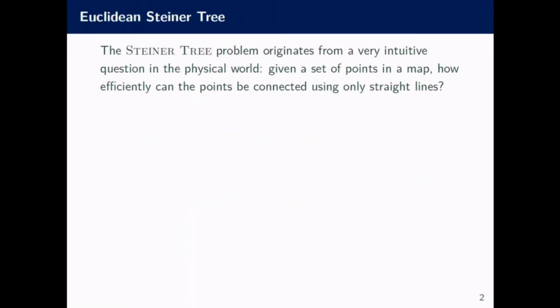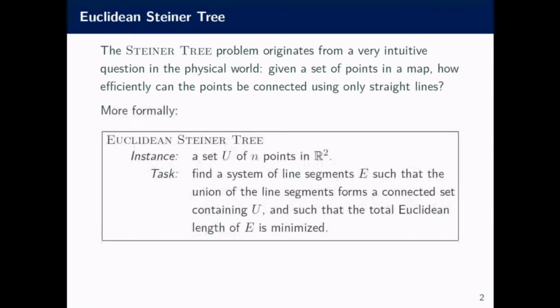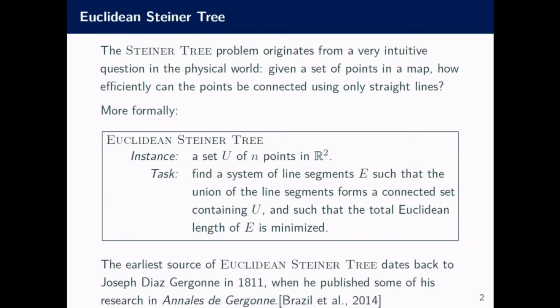Steiner tree is a problem that originates from a very intuitive question in the physical world. We are given a set U of endpoints in the plane, and we ask to find a system of line segments such that the union of these line segments forms a connected set containing U. Moreover, we want to minimize the total length of these segments. This problem originates from Jarník in 1911.